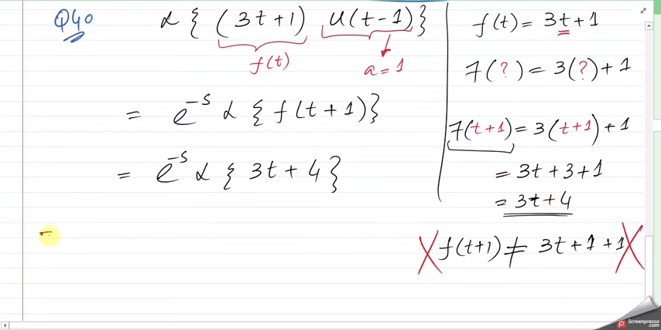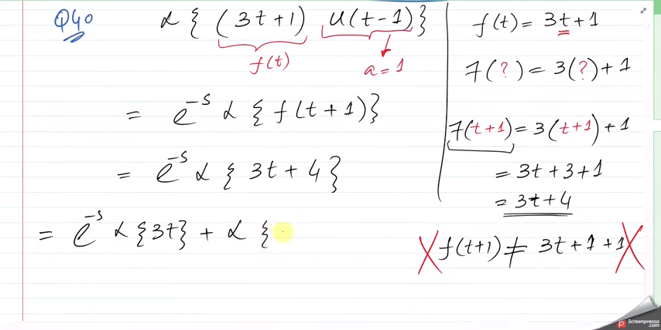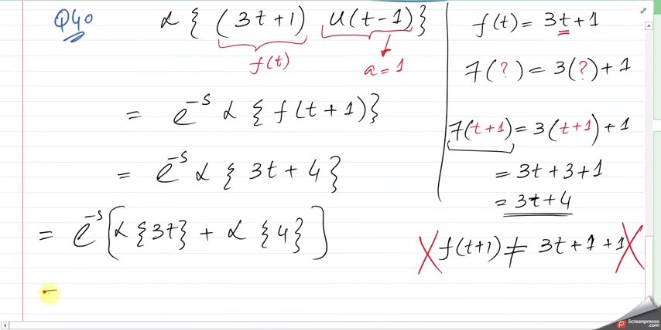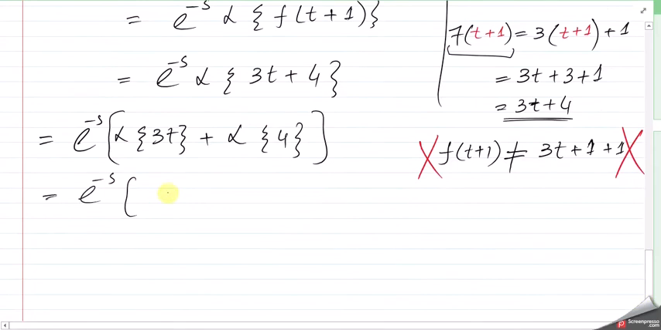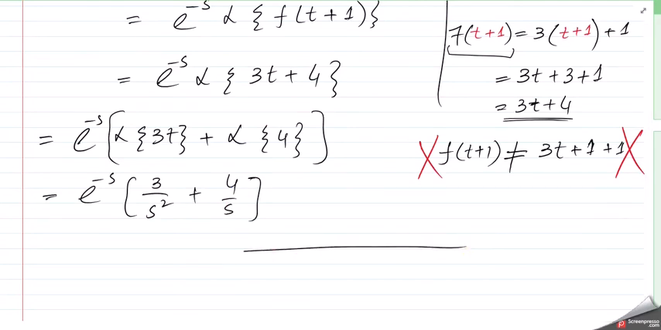Now we write e raised to minus s, Laplace of 3t plus Laplace of 4 separately. We can put a big bracket here. Just e raised to minus s is multiplied with both, and this gives 3 over s squared plus 4 over s. We can leave it here. That's the answer. All right, it will take you to a quiz now.